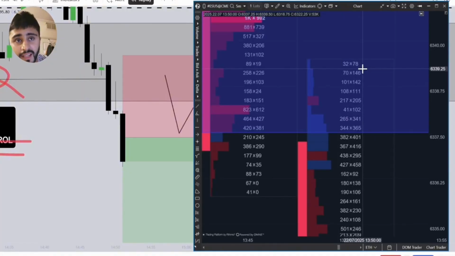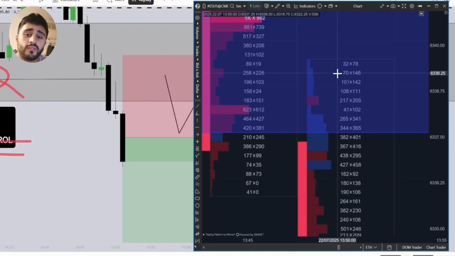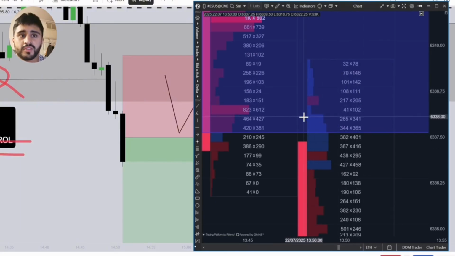What does that mean? 78 aggressive buyers and 32 aggressive sellers. If you look at the next row underneath, 70 for 146: 146 aggressive buyers and only 70 aggressive sellers. 142 for 101. Then we also see the numbers down here, a lot of blue. We see more aggressive buyers than sellers.